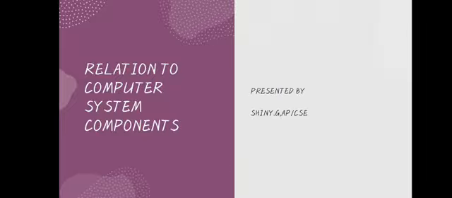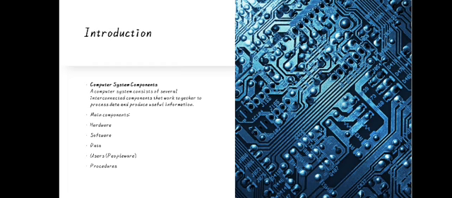Now I am going to talk about topic 9, computer system components. Introduction: computer system components consist of several interconnected components that work together to process data and produce useful information. That means the system consists of several interconnected components, namely hardware, software, data, users, and procedures.